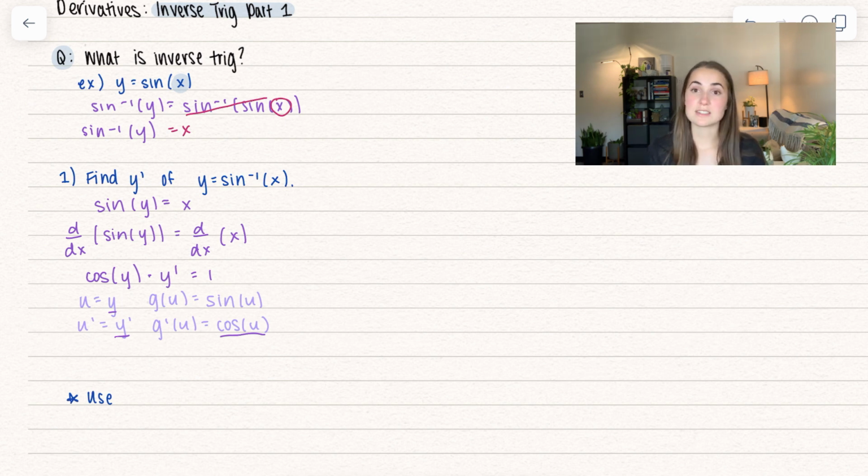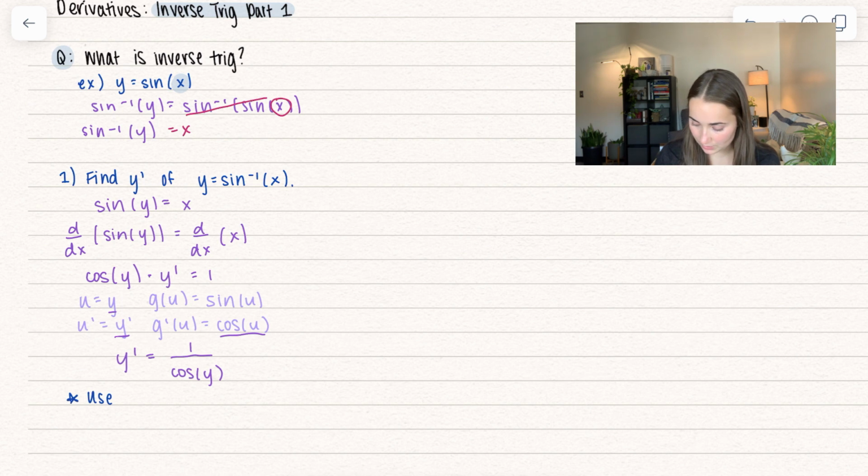But remember, we're trying to solve for y prime. So if I divide over that cosine of y, I get y prime is equal to 1 over cosine of y. Now here we're not quite done because I don't want this to be in terms of y. I want my derivative to be in terms of x. So how am I going to replace this cosine of y with something in terms of x?